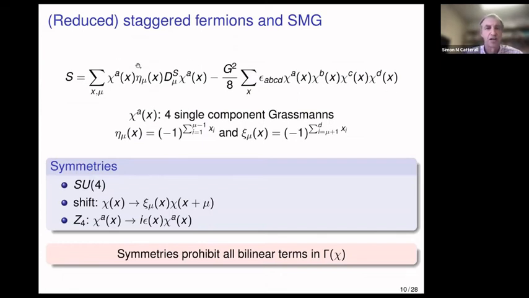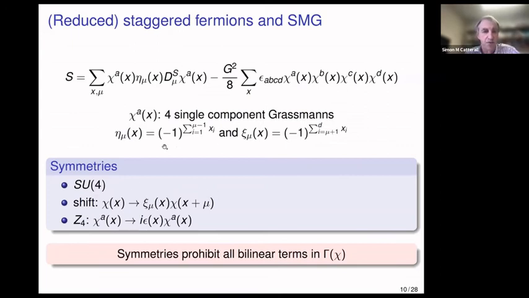And then I just use the staggered kinetic operator for the fermions. So these are what are called reduced staggered fermions because I only have one Grassmann per site, not a chi and a chi bar, but just a chi. And these are the usual staggered fermion phases. You don't even need that for the moment.